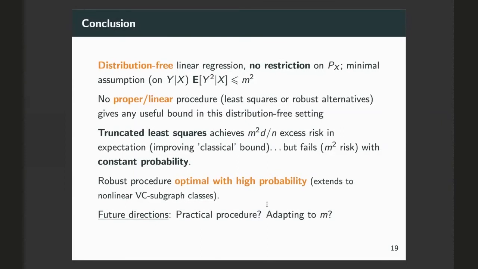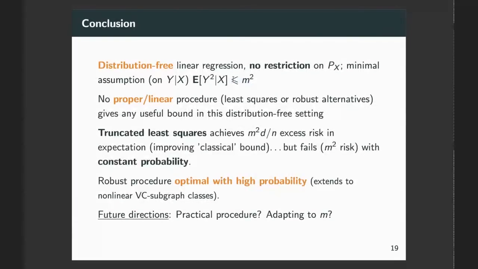Okay, and as future directions, there are things we are looking at right now. The main direction is coming up with a more computationally implementable procedure. This is an important thing we are looking at, and which I think would be really relevant. And there's also another statistical question, which is that our procedure needs the knowledge of the bound M here.